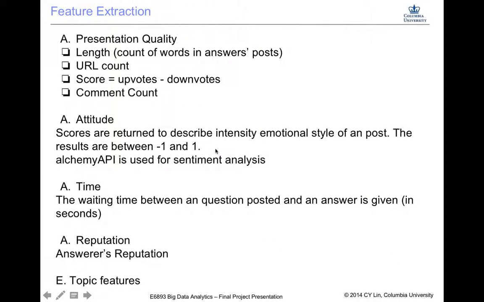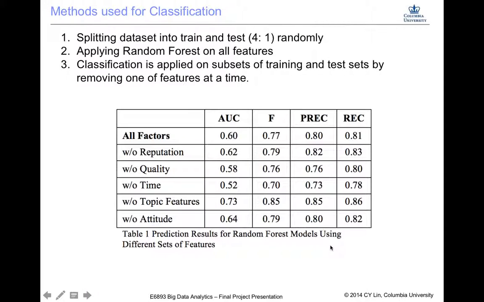After processing the data, we conduct feature extraction. We extract five different kinds of features, such as presentation quality and attitude, which we generate by using sentiment analysis. Time features are computed from the waiting time between the question being posed and the answer being given, and there is the reputation of the user who answered the question. And also we combine the topic features from the previous steps.